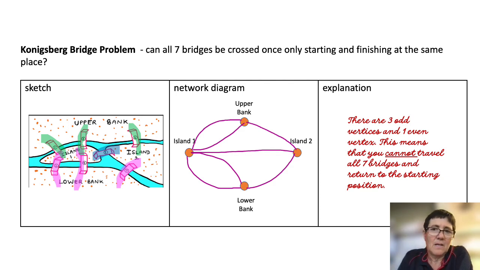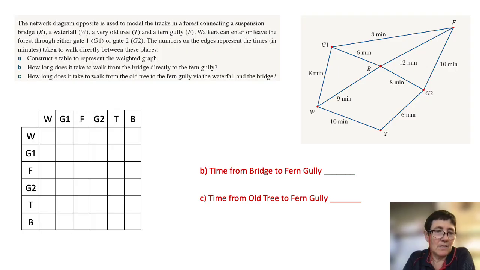Okay, alright. So this example out of your textbook says the network diagram opposite is used to model the tracks in a forest connecting a suspension bridge, a waterfall, a very old tree, a fern gully. Walkers can enter or leave the forest through either the first gate or the second gate. Oh, sorry, there's the fern gully. The numbers on the edges represent the times taken to walk directly between these places. A. Construct a table to represent the weighted graph.